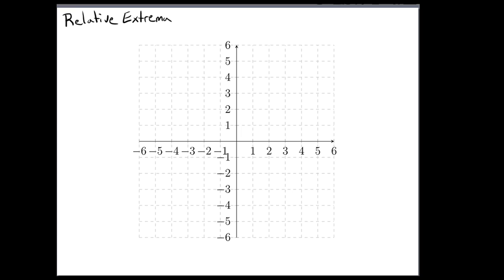Also relatively simple to look at on a graph is relative extrema. I'm going to draw a nice little curvy line right here. Take a look at that. It's going up and then it switches to going down. That point right there, that's a relative maximum. It's not an absolute maximum because if I jump over here, this point's higher. But within a region about it, it's the highest point around.